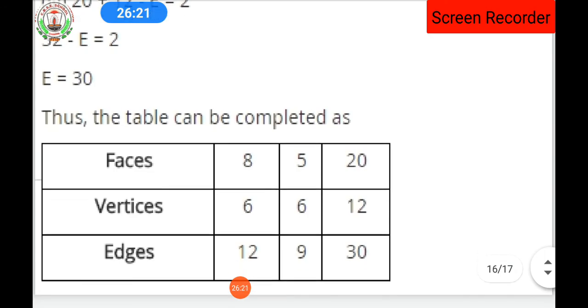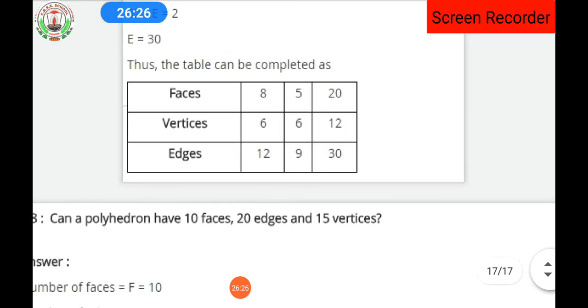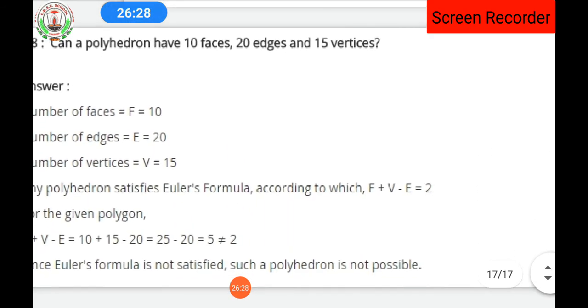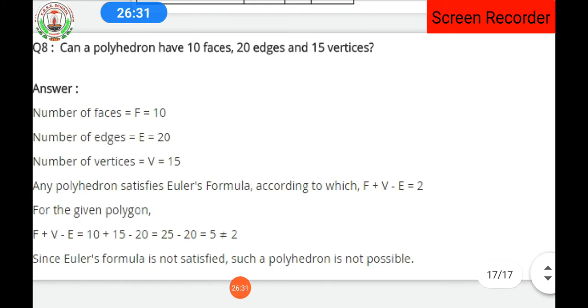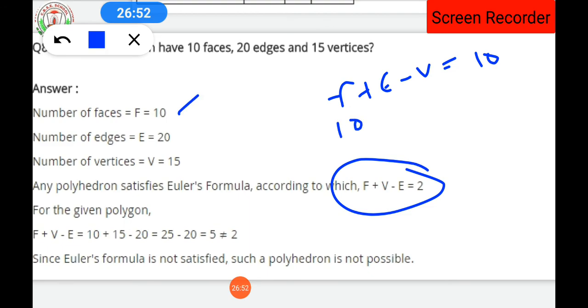Clear everyone? Now the last question of this chapter is question number 8. Here it is asked: can a polyhedron have 10 faces, 20 edges and 15 vertices? That means it is asked to verify. Okay, so how to verify that? As we know, the Euler formula is F plus V minus E is equal to 2. So face we are having 10, isn't it?